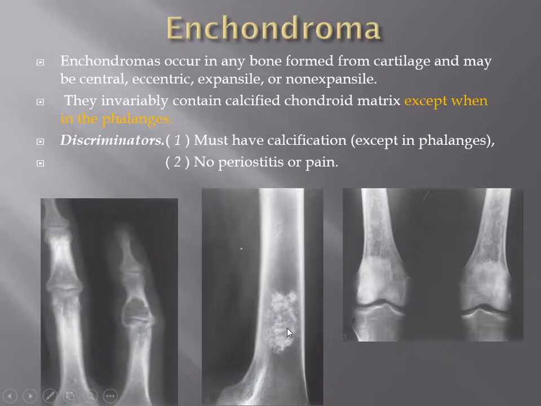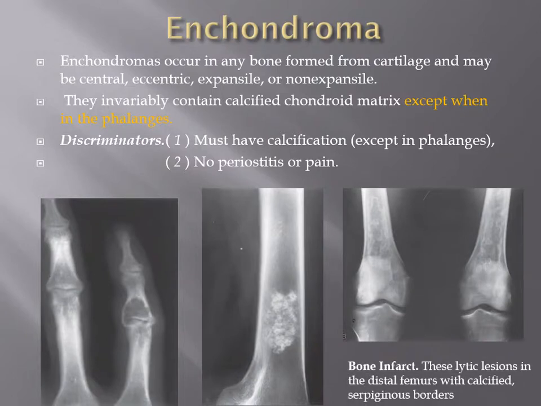One of the main differential diagnoses where most radiologists sometimes get confused is the bone infarct, because sometimes they present as lytic lesions at the metaphysis reaching to the epiphysis, and sometimes they have calcified serpentine borders. So these faint calcifications, such as you can see here, can sometimes be misleading.